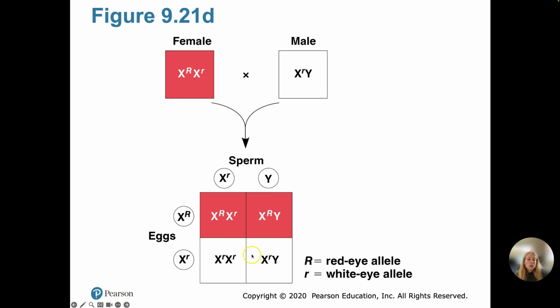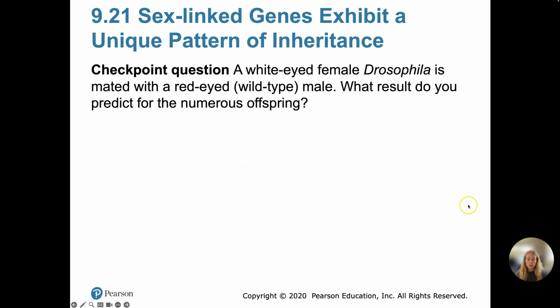Notice that in order for a female to express the white-eyed trait, she has to have 2 copies of the recessive allele. She has to be X lowercase r, X lowercase r. So it's a lot less likely for a female to express this X-linked recessive trait, because that female would need 2 copies of the X chromosome that has the recessive trait. Now we're going to talk about X-linked recessive traits in humans, but first a checkpoint question.